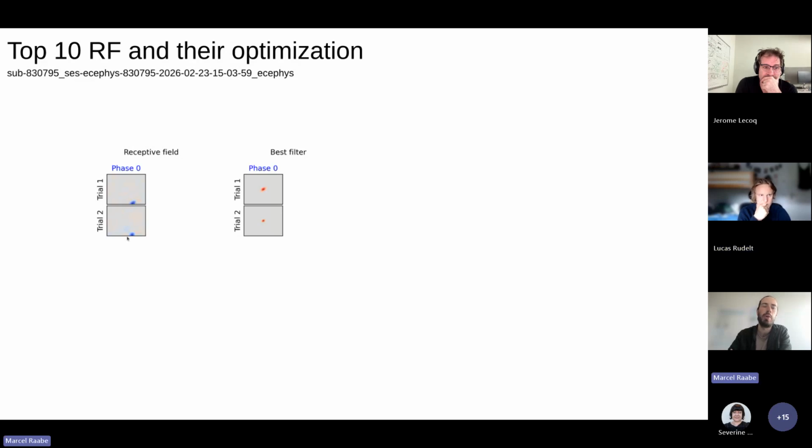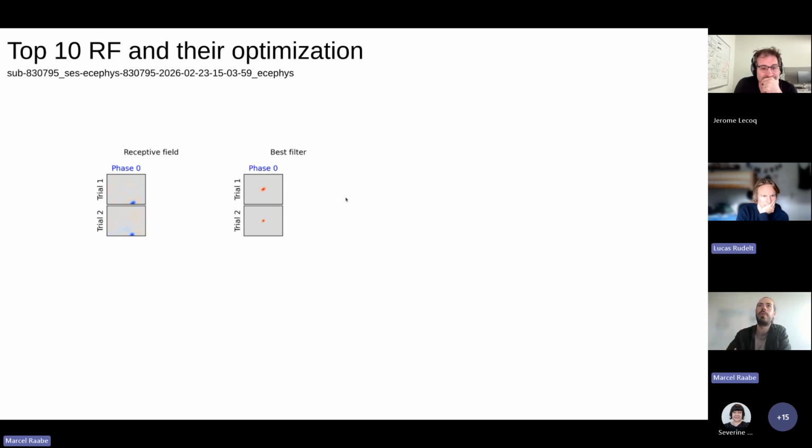So I'm showing this for both trials. We have two trials of this kind of stimulus right behind each other. And we can see these what are called receptive fields. These are basically correlation maps that are kind of similar, and also the best filter we found is kind of similar. Here I'm showing the phase 0. And of course, we have the cosine and the sine.